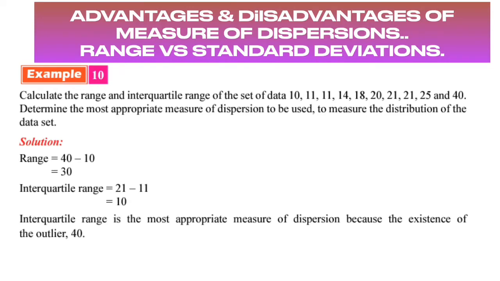If you divide into 4 groups to find the interquartile range, then the interquartile range is 21 minus 11. So the interquartile range is the most appropriate measure of dispersion because of the existence of the outlier 40. 40 is too far from the other data, so it's called an extreme value.